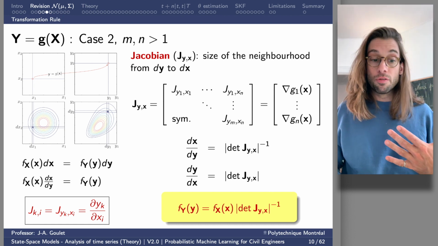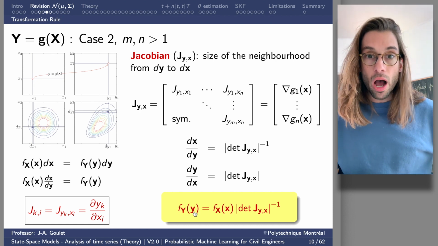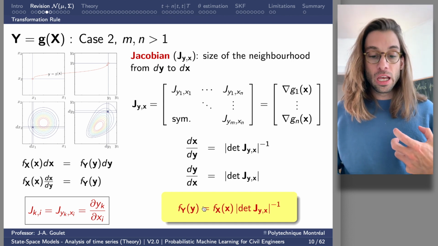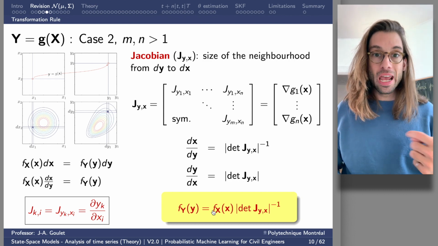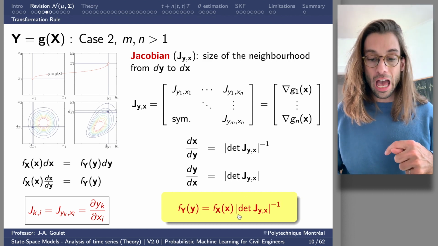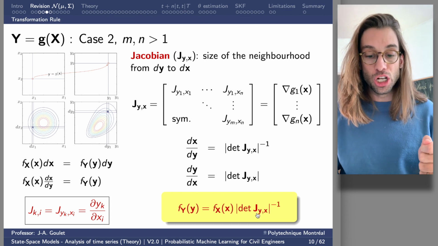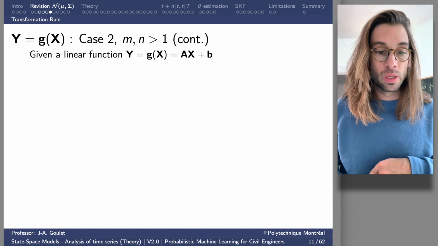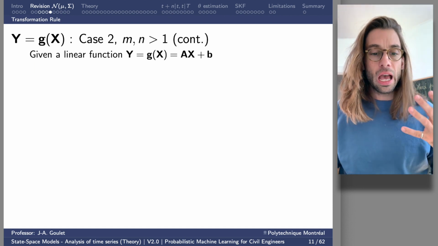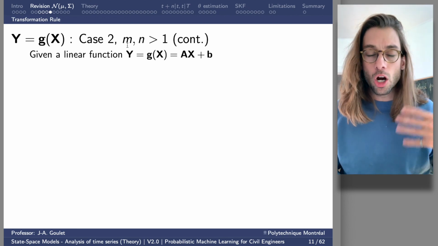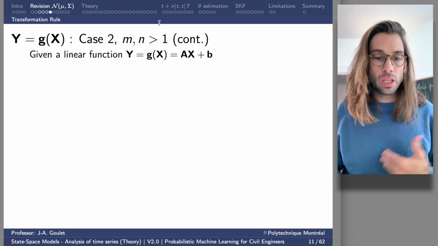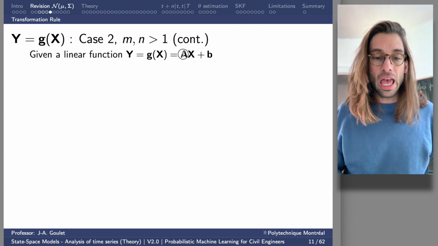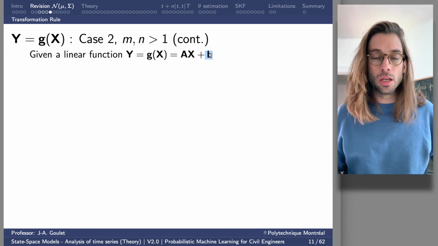Okay, so at the end, what we're looking for here is f of y, my joint PDF for y, the output of my function, which is going to be my joint PDF for my input times the inverse of the absolute value of the determinant of my Jacobian, the partial derivatives of the output with respect to the input. Okay, so let's look at the special case where we have an arbitrary number of inputs, an arbitrary number of outputs, and we have that linear function Ax plus b, where x is a random vector, A is a deterministic matrix, and b is a deterministic vector.